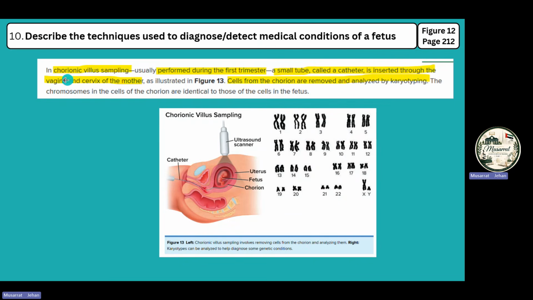Then there is another one, which is chorionic villus sampling, performed during the first trimester. A small tube, called a catheter, is inserted through the vagina and the cervix of the mother. Cells from the chorion are removed and analyzed by karyotyping. So this is a karyotype, where they see the different chromosomes. This is a karyotype.